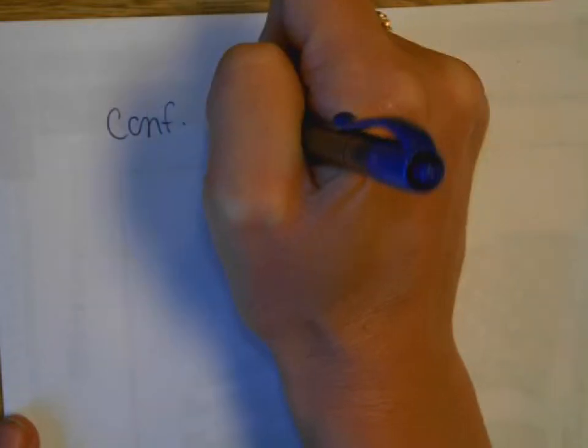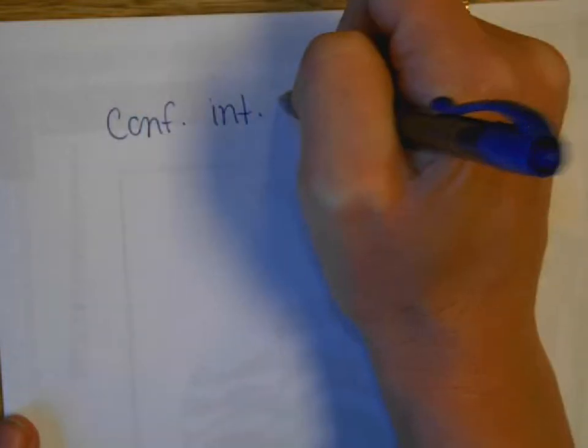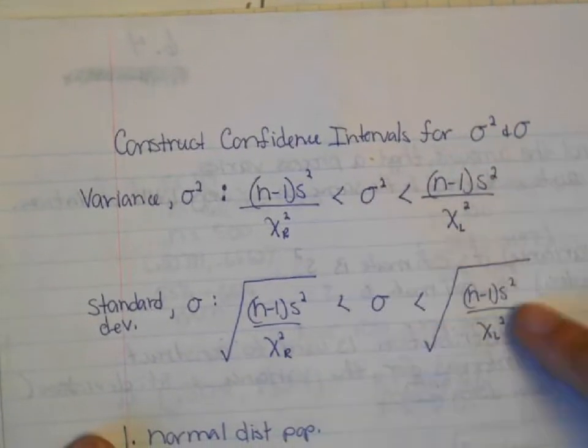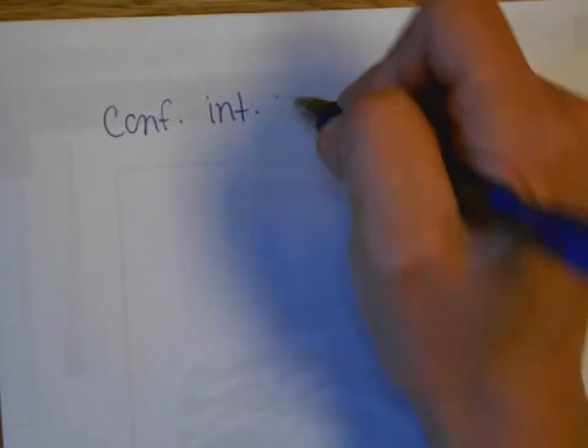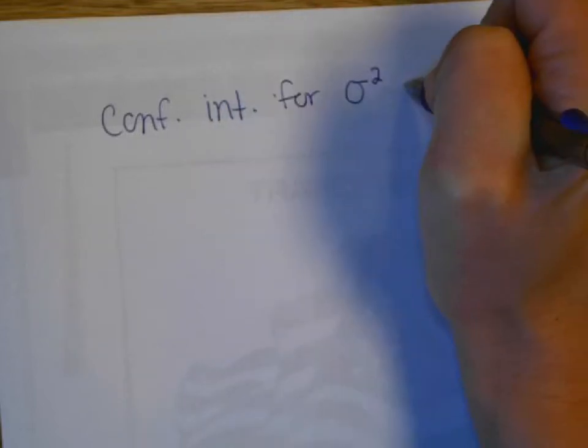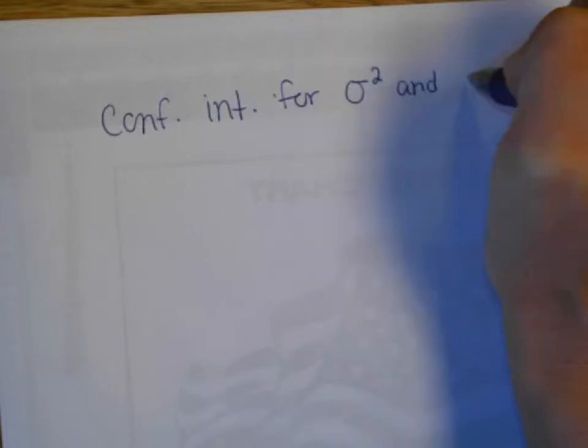All right, so these are really confidence intervals. I'm going to write these two formulas right here. So this is what's coming at you. Confidence intervals for population variance and population standard deviation. We don't have a program for it, we only have it by hand.